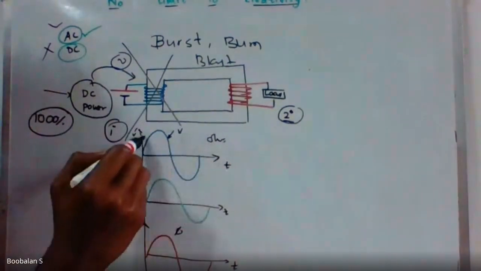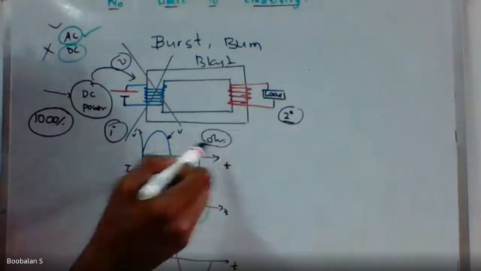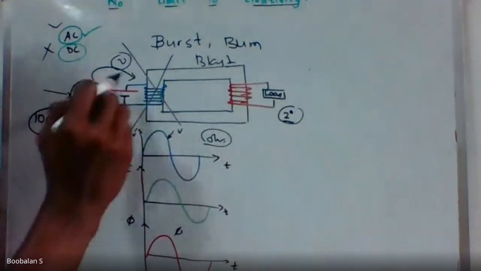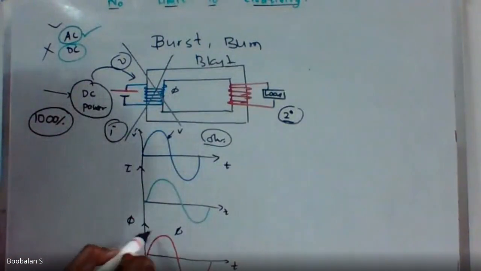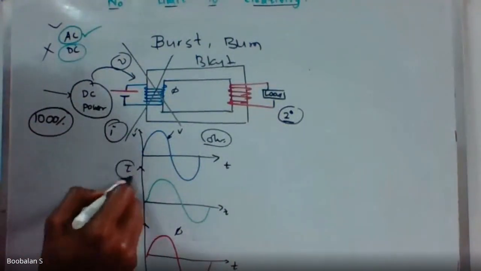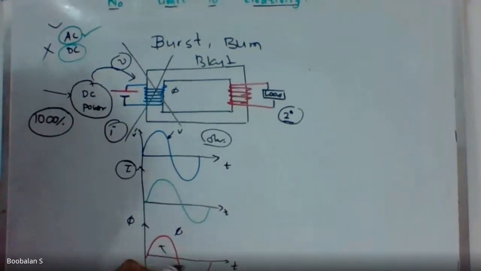So V is now linearly increasing, and I is also increasing and decreasing. It will follow the same path, right? Current is now flowing in this conductor coil, so definitely the flux lines are also going to be built up. Because of the alternating nature of the current, the flux is also alternating in nature, plus and minus, right?